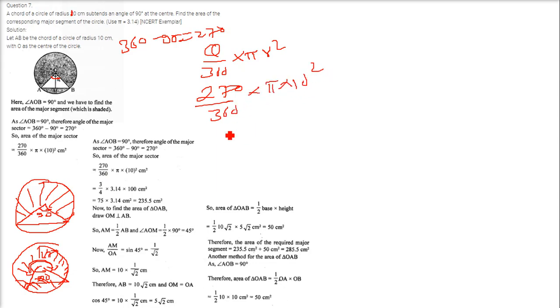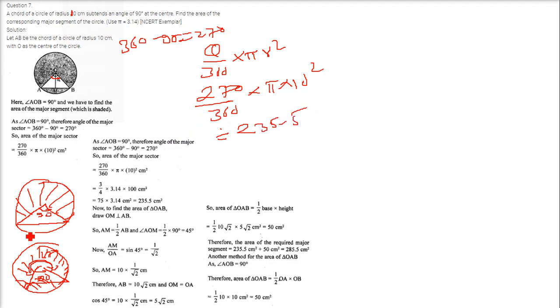It is also a sector, with angle 270 degrees, so we can find the area of this sector. For that, we will use the formula directly: theta by 360 into pi r square is the area of the sector. But we are interested in this sector, so we'll use 270 degrees rather than 90 degrees. So 270 by 360 into pi into 10 square.